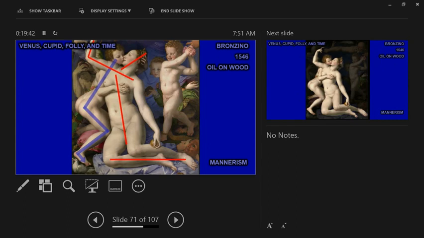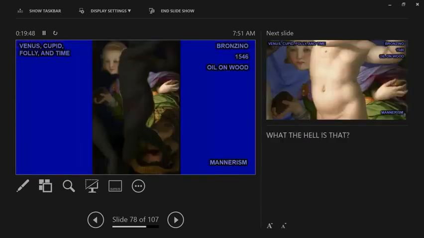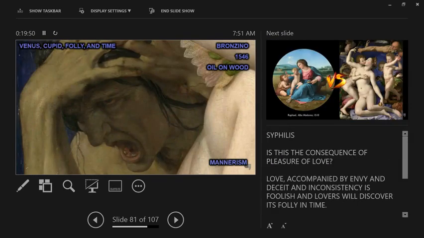There we go. Over here on the left side is syphilis. And so we're going to get a close look at syphilis. There she is. All right. So syphilis is a consequence of folly and love, like foolish love.